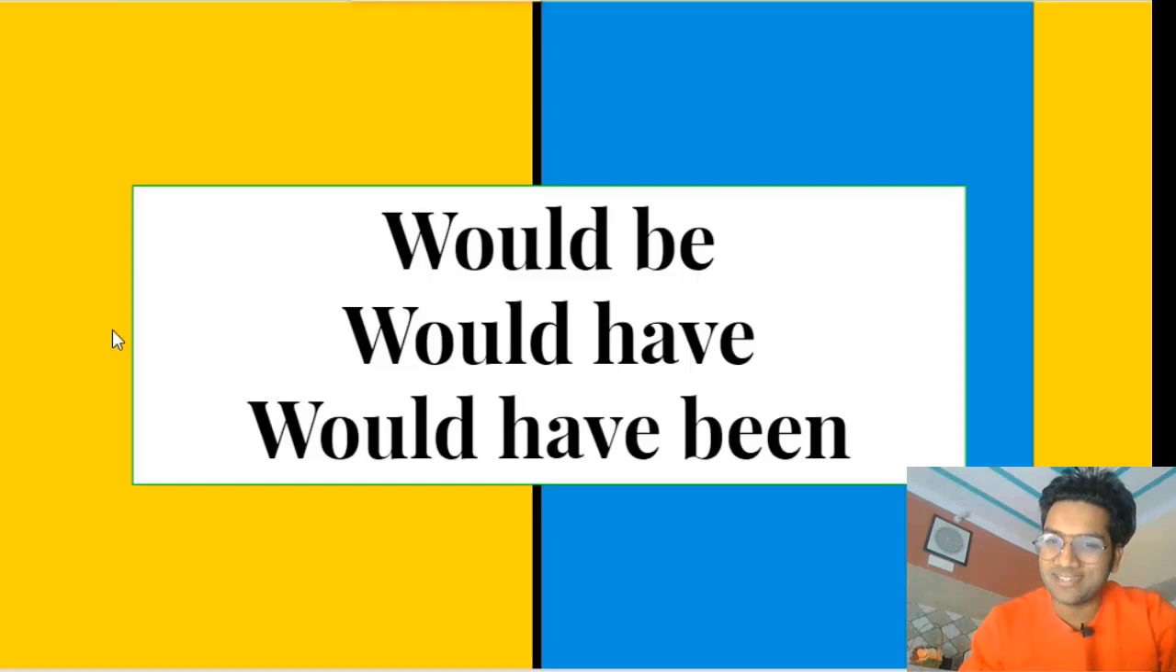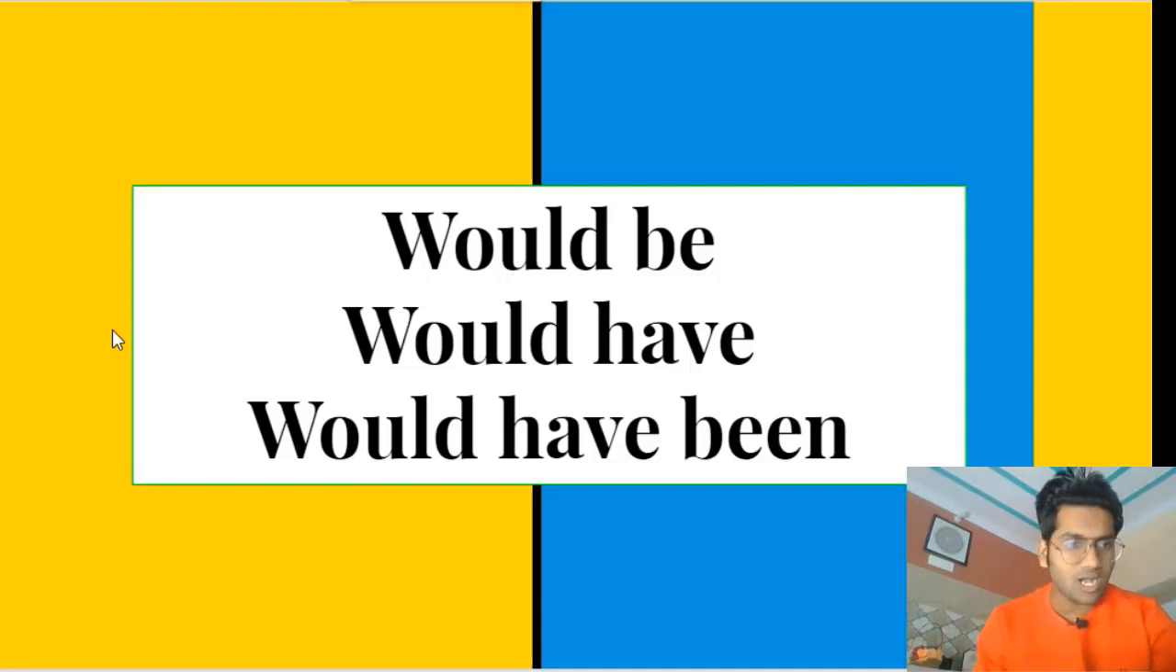Alright guys, now let's understand how to use would be, would have and would have been in a sentence. And before we do that, let me tell you this. In this lesson, I'm not going to explain the different usages of would. It's not going to happen because I've already made a detailed lesson on different usages of would. Go check that lesson out. The link is in the description.